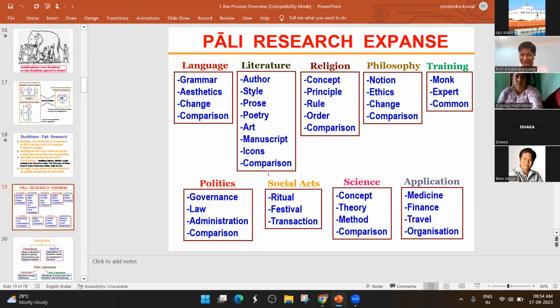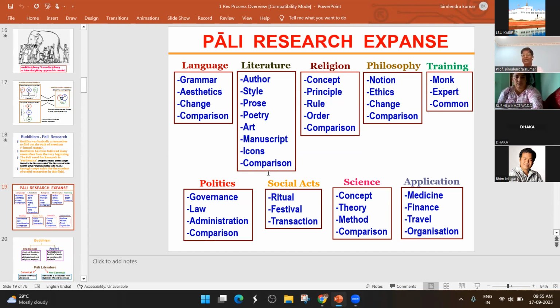You see, related with the concept, principle, rule, order, comparison. These can be undertaken for the philosophical aspects in the case of the Pali literature discipline. A person can take related with the notion or the concept related with the ethics and the changes, how the concepts are changing from time to time, and a comparative study can be also undertaken.